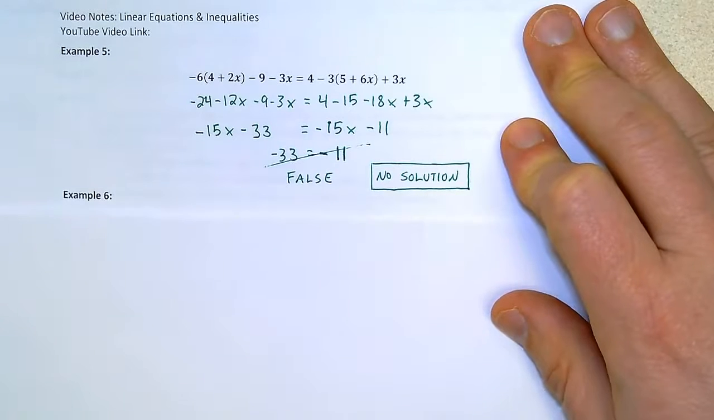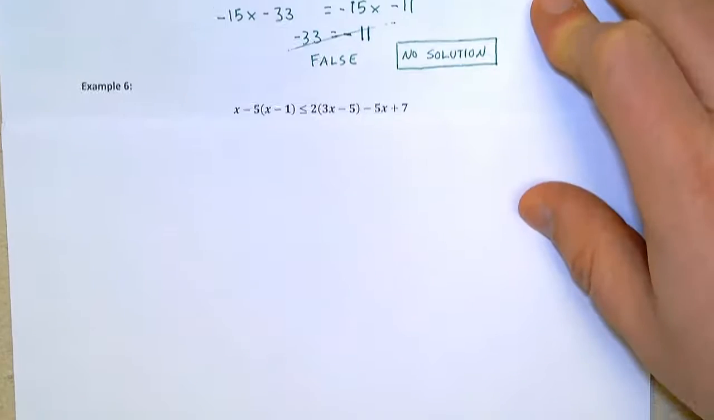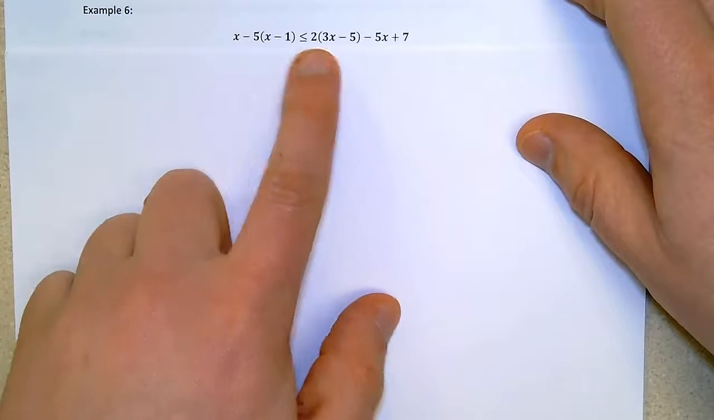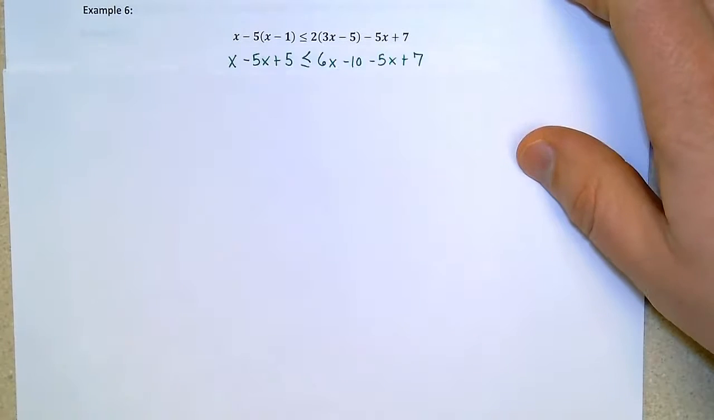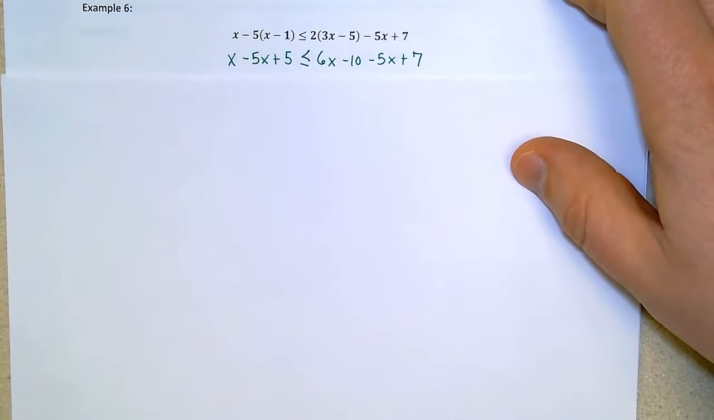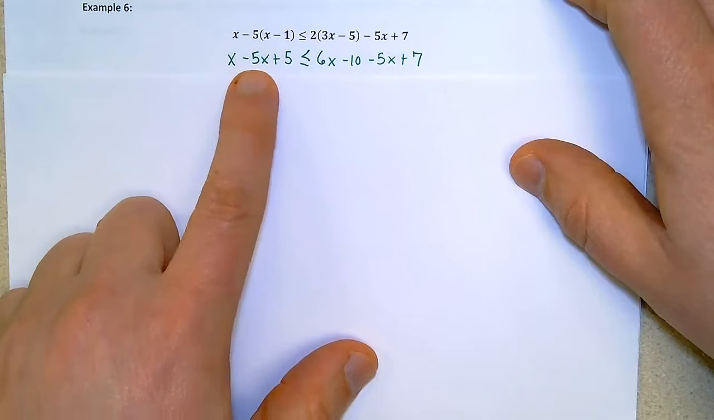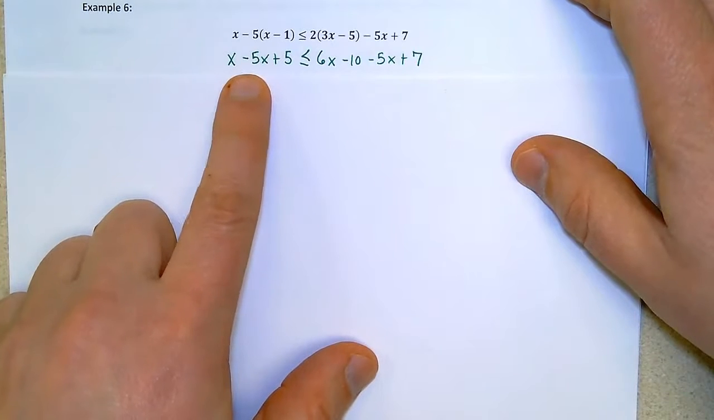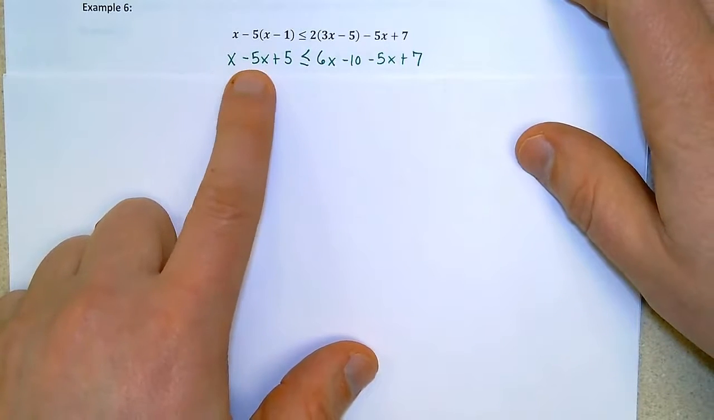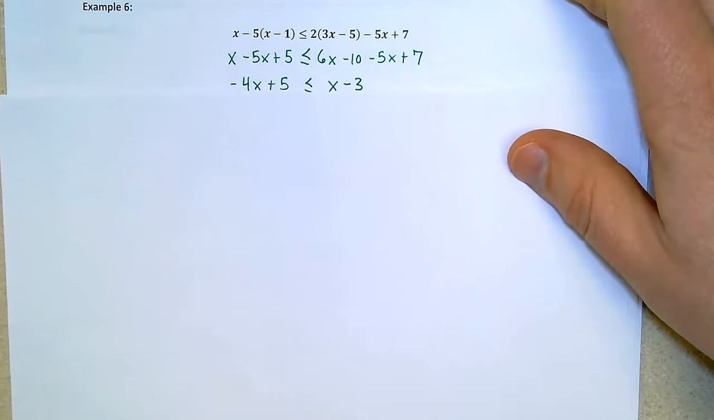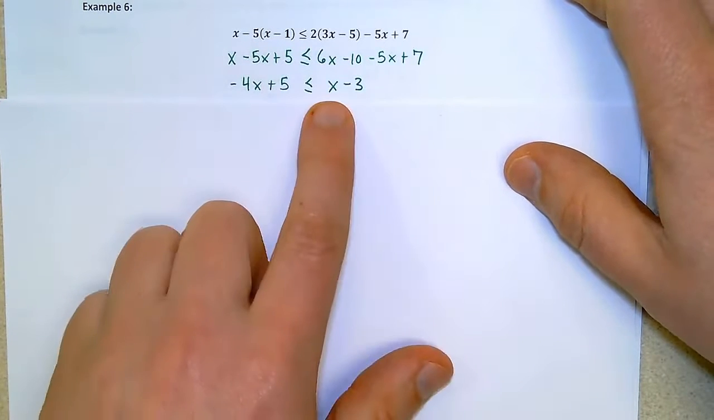Example number 6. Got an inequality here. Distribute and distribute. This takes away the parenthesis sets. Then we'll gather our like terms on the left. X minus 5x is -4x. And on the right, 6x minus 5x is positive x.